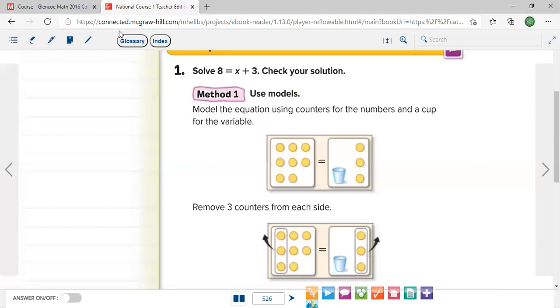This is method number 1. It says solve 8 equals x plus 3. Of course, mentally, many students will know that x is 5. Method number 1 is to use a model: here 1, 2, 3, 4, 5, 6, 7, 8, and here 1, 2, 3 with an empty cup. So I'm going to mark those 3 and those 3, and you will count what is left: 1, 2, 3, 4, 5. So this cup contains those 5, which means the answer should be 5. This is the first method, the model method.